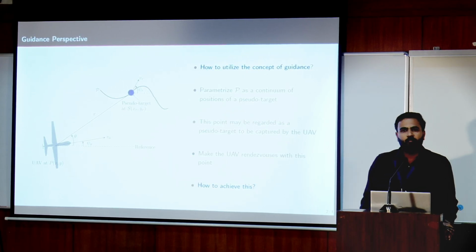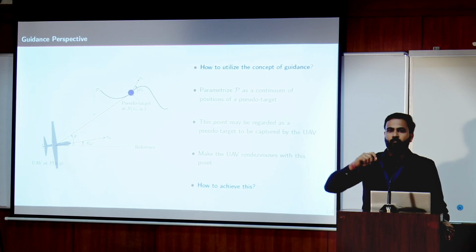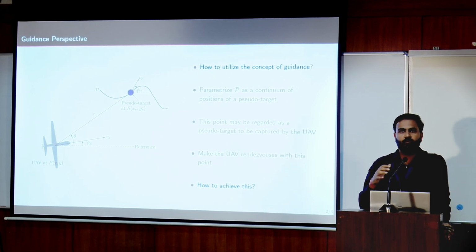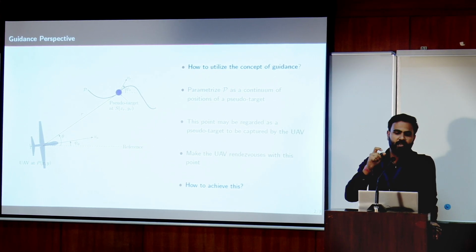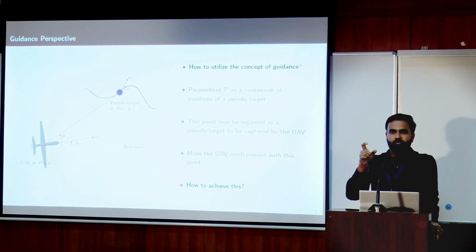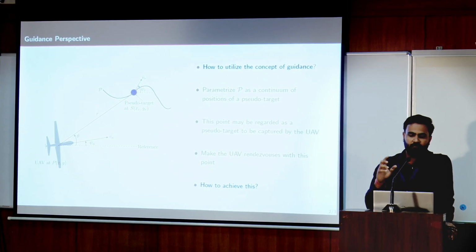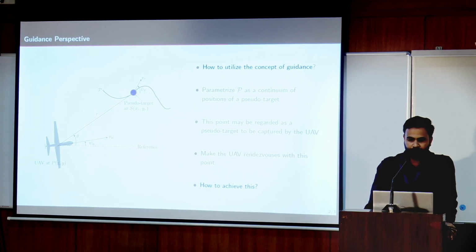So instead of thinking of the path as a smooth curve, we thought of the path as a trajectory, or a continuum of positions of a virtual target, which the UAV has to follow. Now, if we can design a guidance strategy such that the UAV converges to the virtual target point and remains there for all future time, then we can ensure that the UAV will follow the desired path.